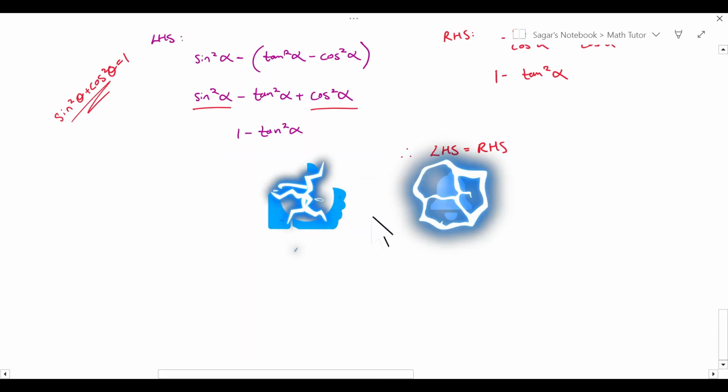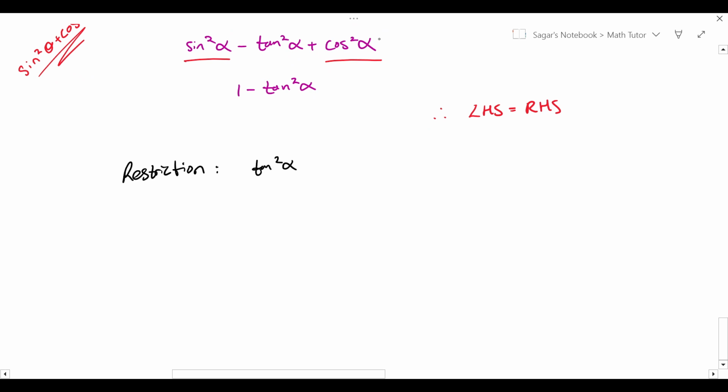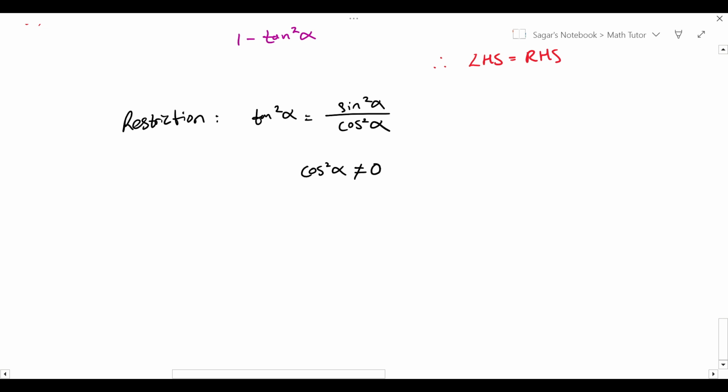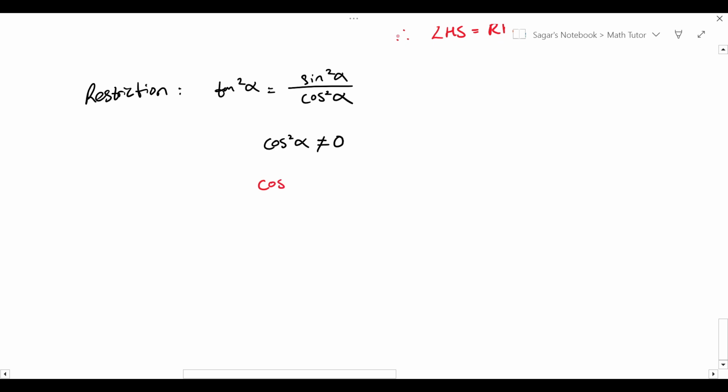Now, the reason why I said this is an elegant question would be the restrictions, right? Remember that tan squared alpha is equal to sine squared alpha over cos squared alpha. Now we can't have cos squared alpha equal to 0. That will make our expression undefined or approach infinity. Therefore, cos squared alpha cannot equal 0. But for what values of alpha is that the case? We need to find the places where cos alpha is not equal to 0.